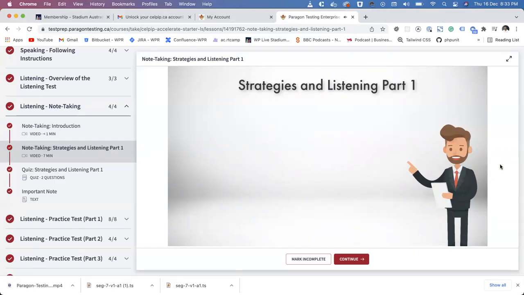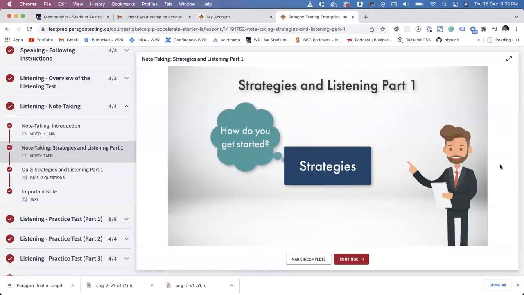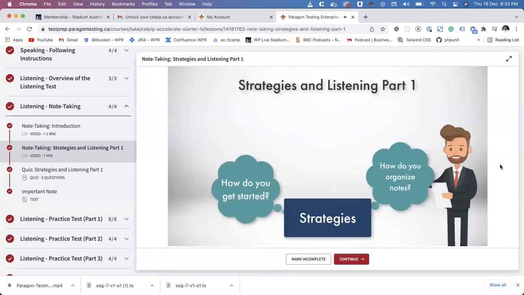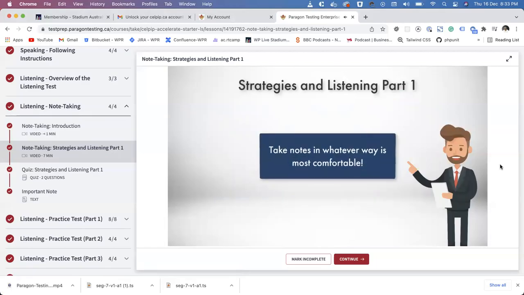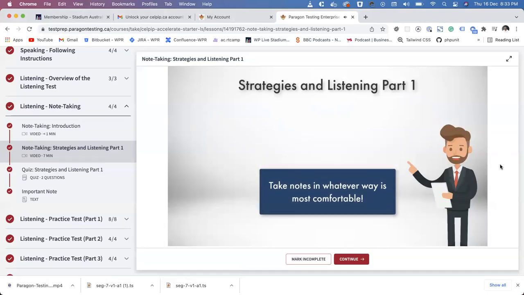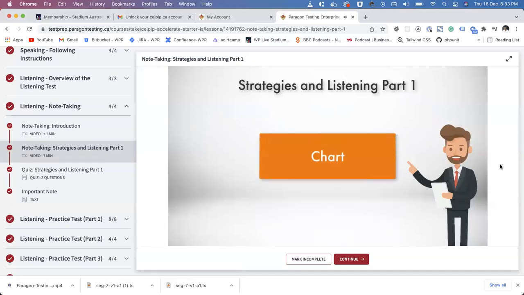Okay, are you ready? Before we get into specifics for each part, let's cover some basic note-taking strategies. If you haven't done a lot of this before, you might be wondering how to get started. How do you organize your notes? Well, different people prefer different layouts, so the bottom line is that you should take notes in whatever way is most comfortable for you. But right now, we're going to make a chart because that's an easy way to clearly divide ideas on the page.